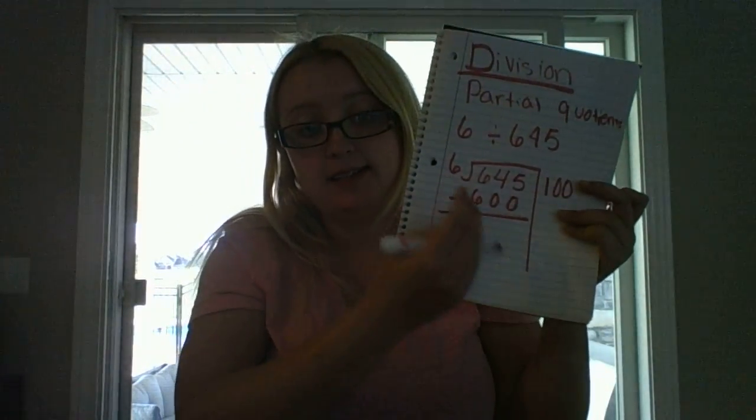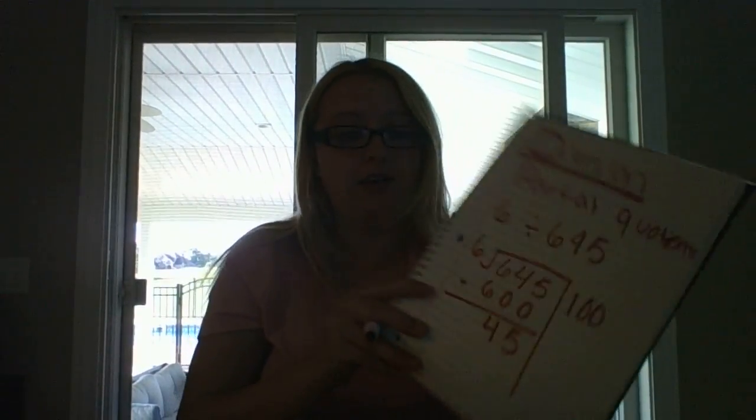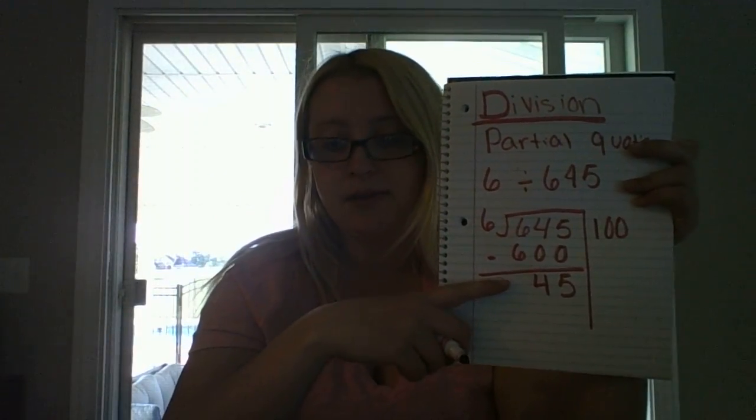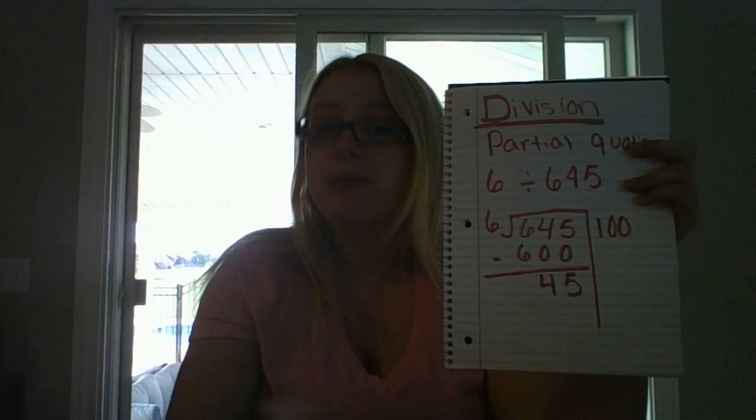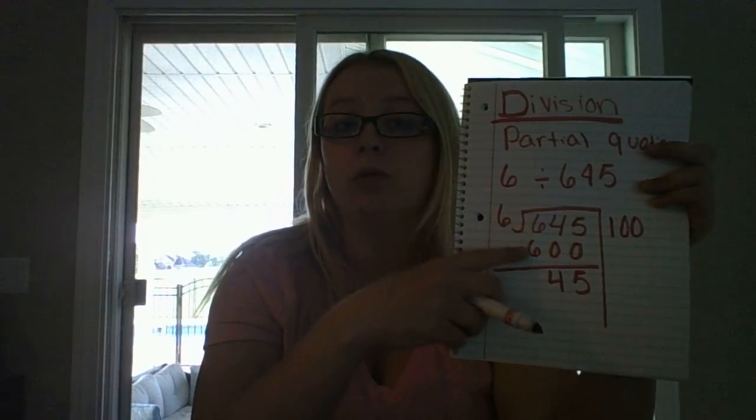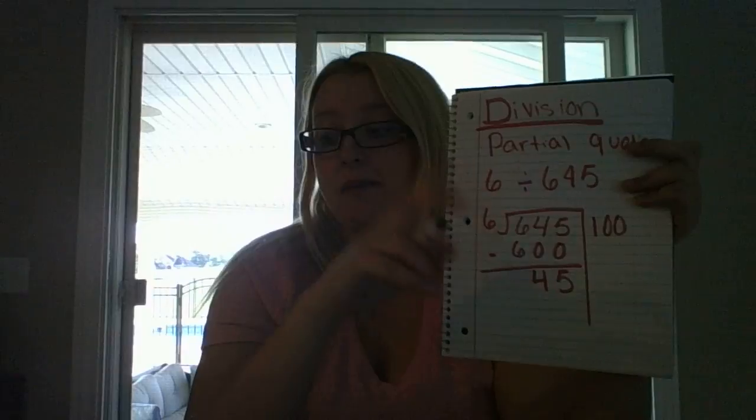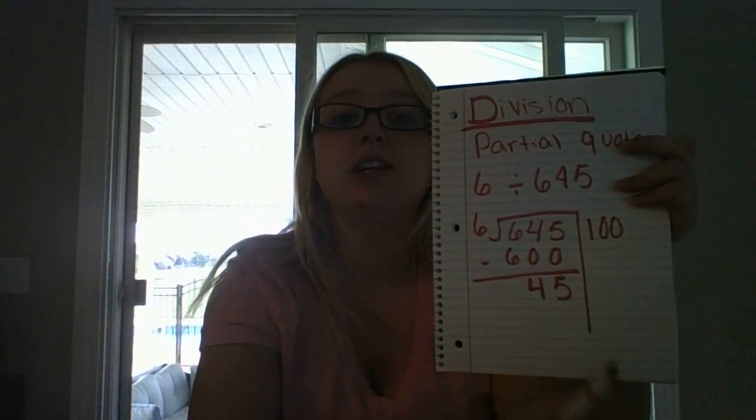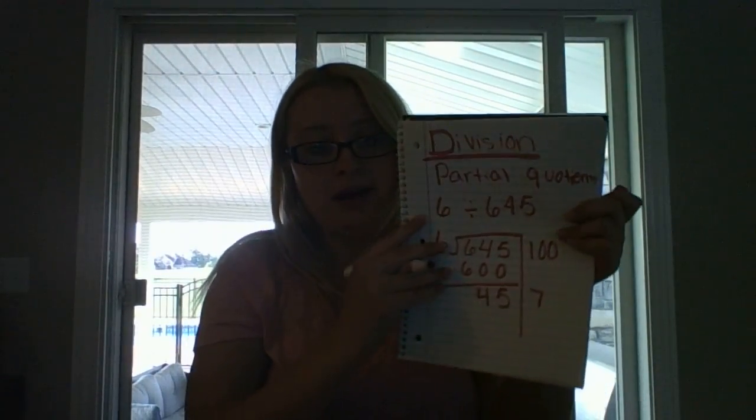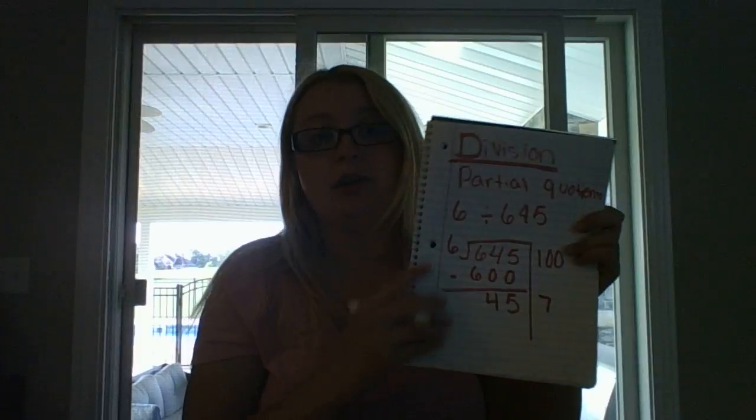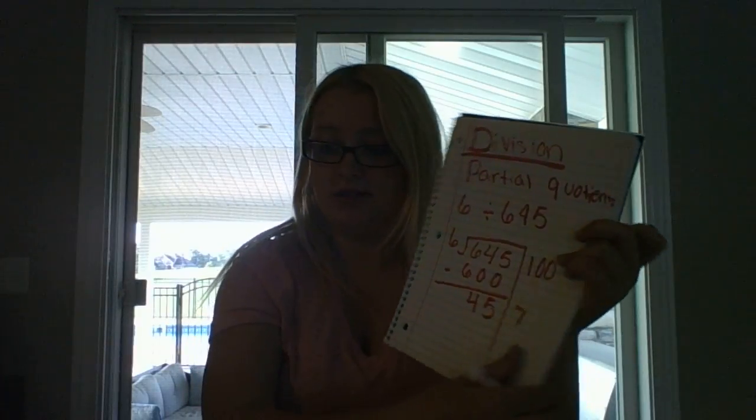So now, of course, I need to subtract, and I know when I do 645 minus 600 that I get 45. All right. So now I have my 45. So next I want to see how many times can 6 go into 45. But I know that that won't work. 6 will not go into 45. However, 6 times 7 will give us 42, and 42 will go into 45. So I'm going to write a 7 right here, and then I'm going to do 6 times 7 equals 42.